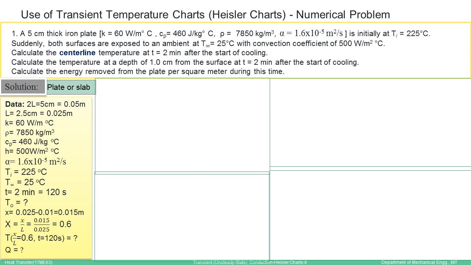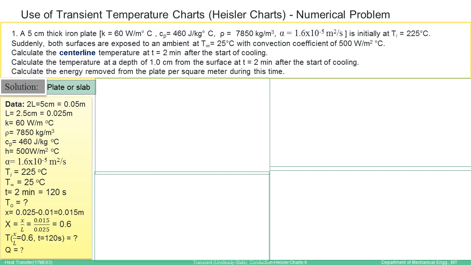As a first step, we'll have to calculate the center line temperature for the iron plate. And then the second question is to find the temperature at a depth of 1 centimeter from the surface at time t is equal to 2 minutes. And lastly, we'll have to find out the energy removed from the plate per square meter during this time.